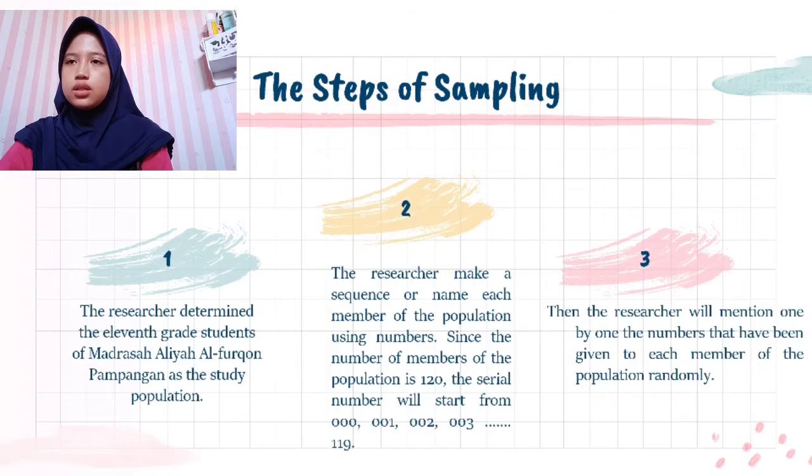And the next is the steps of sampling. The first one is the researcher determines the 11th grade students of Madrasah Aliyah Al Furqan Pampangan as the population of the study. And the second is the researcher makes a sequence or names each member of the population using numbers. And the third is the researcher will mention one by one the numbers that have been given to each member of the population randomly.